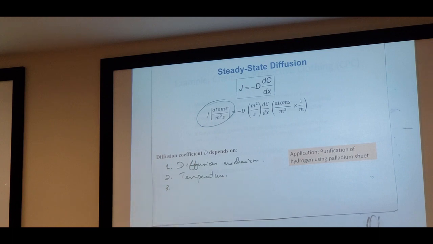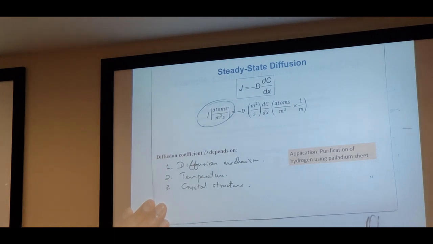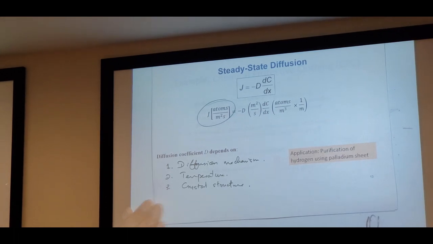And what is the third factor? The crystal structure. So why is crystal structure important? Packing factor, we learned about packing factor, right? So what is the packing factor of FCC? 0.74. What is the packing factor of BCC? 0.68. So it can be different, again depending on the materials, but the crystal structures are important.